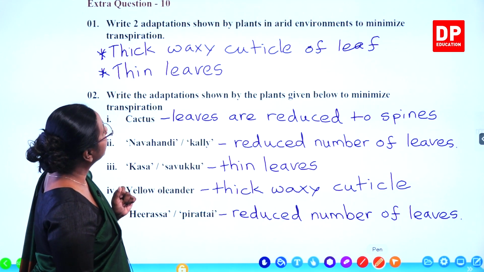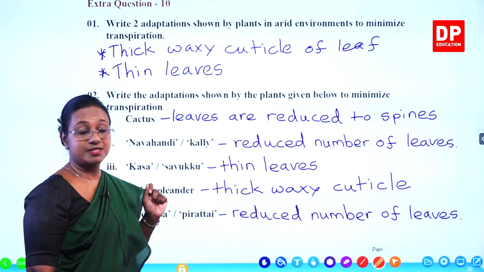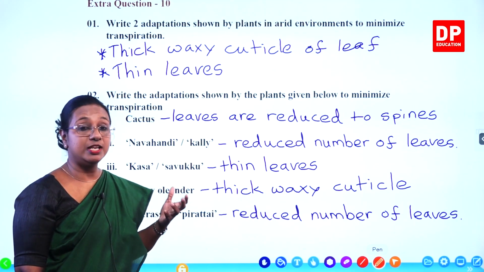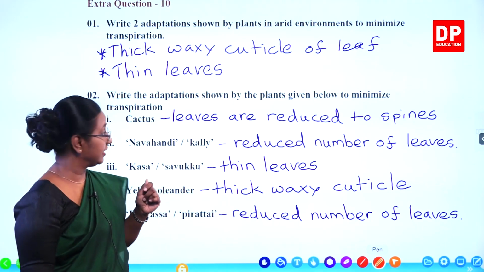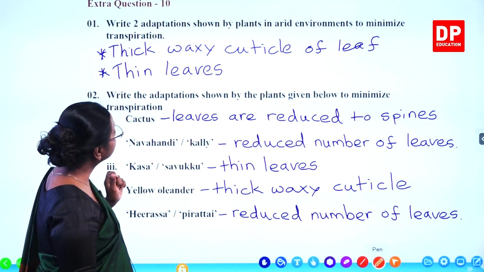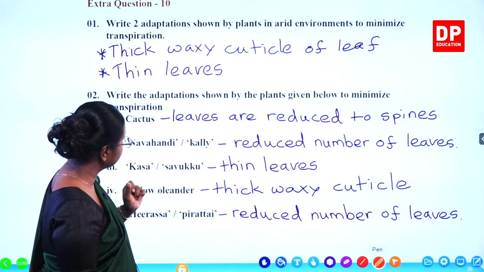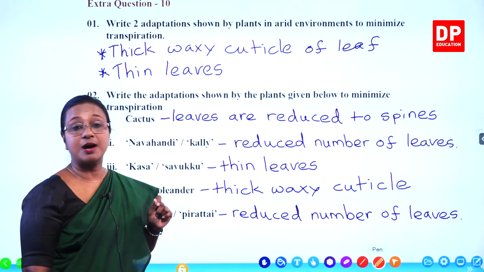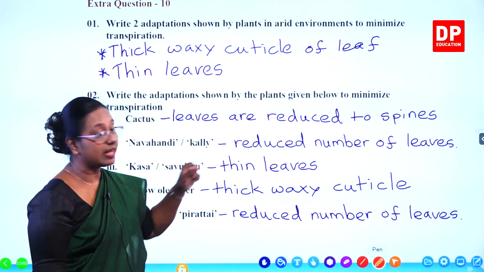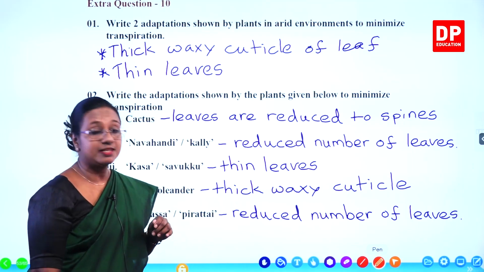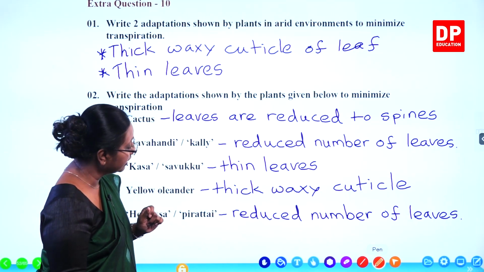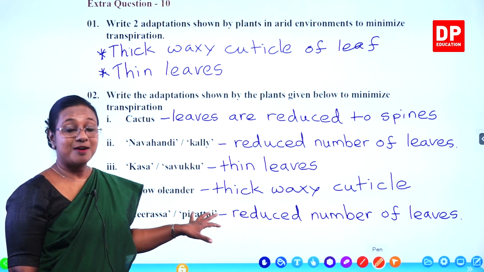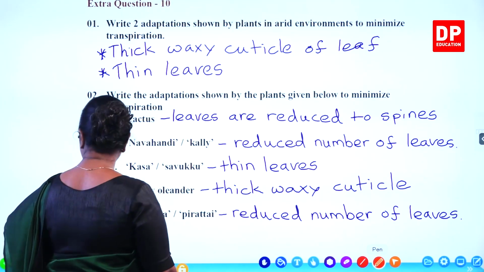Write two adaptations shown by plants in arid environments to minimize transpiration. Thick waxy cuticle of leaf or thin leaves. You can write the other two also, reduced number of leaves or leaves are reduced to spines. Then write the adaptation shown by the plants given below to minimize transpiration. Cactus leaves are reduced to spines. Navahandi or Kalli, reduced number of leaves. Then Kasa or Savukku, they have thin leaves. Yellow oleander has thick waxy cuticle and Hirasa or Pirate again reduced number of leaves. Did you all get all these correctly? I am sure you did. With that, I will move on to the next question.